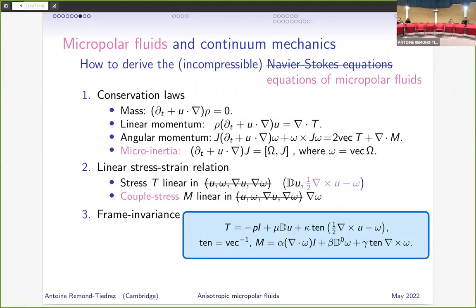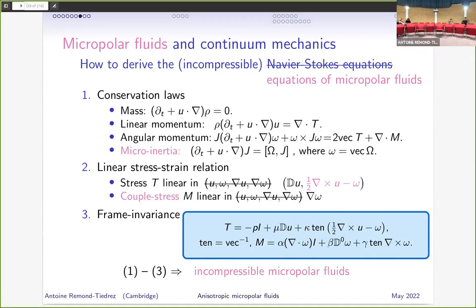And then, okay, this is a bit uglier than before. When you just had Navier-Stokes, you just had this guy. You didn't have all of this. But now this is what your stress tensor looks like: the classical thing, plus a coupling between the curl of u and the microscopic rotation. And then here, this is just a way of writing the gradient of omega into all of its pieces: the trace part, the symmetric part, and the antisymmetric part. I'm using ten to be the thing that goes backwards from the vec map. So this takes a vector to a 3x3 antisymmetric matrix.